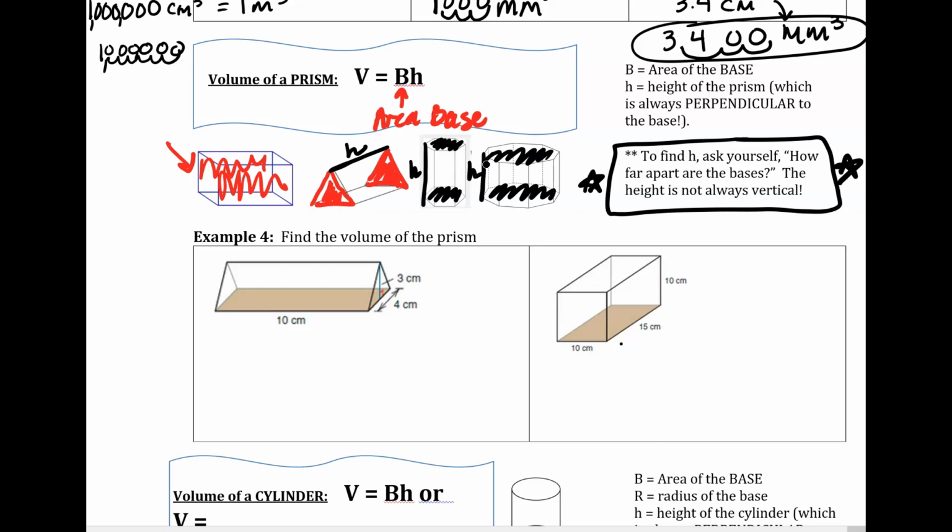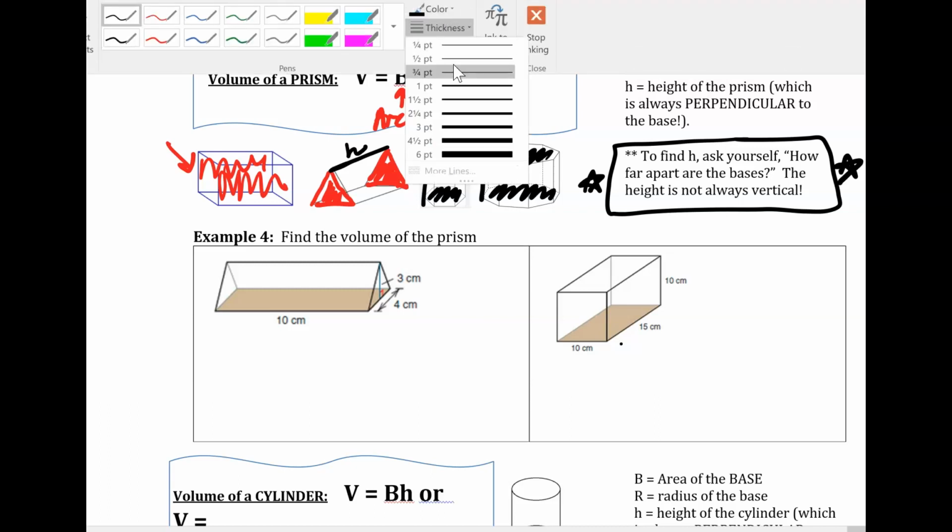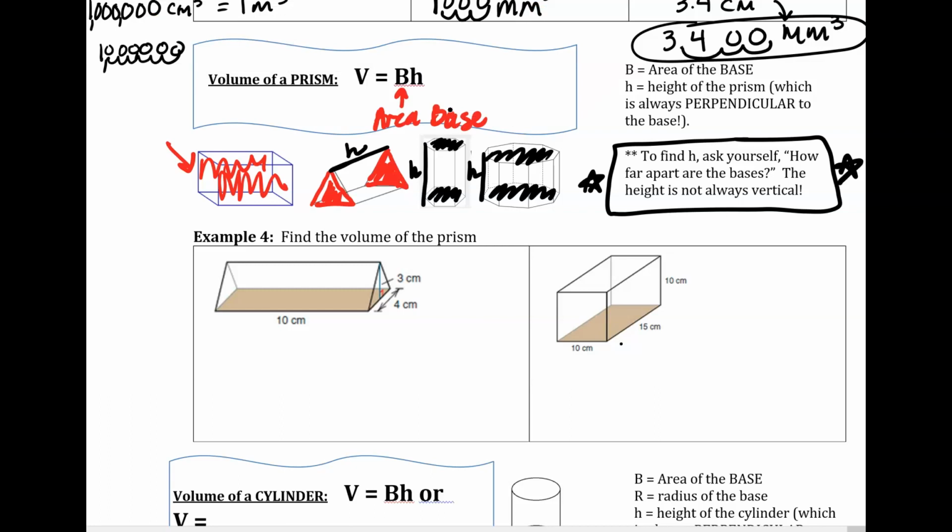So let's jump into example 4. The first thing I'm going to do is get in the habit of writing down the formula. So I'm going to identify this is a prism. So I'm going to write down the formula, area of the base times the height. The first thing I'm going to do is find the area of the base. In this case, the base is a triangle. So I'm going to draw the triangle flat, and it looks like this triangle has a height of 3. I know because I see this right angle here with a base of 4. So the base is 4.